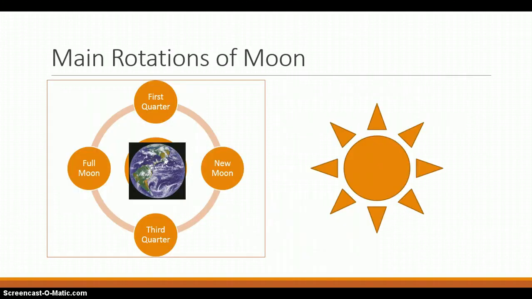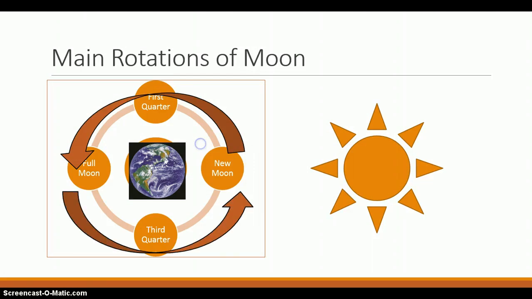Here are the main rotations of the moon. As you can see, we have new moon, first quarter, full moon, third quarter, and back to new moon. These are all rotating around the Earth. From new moon to full moon, we call this the waxing phase. And from full moon to new moon is called the waning phase.